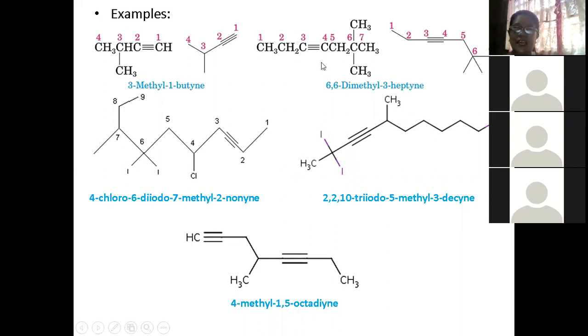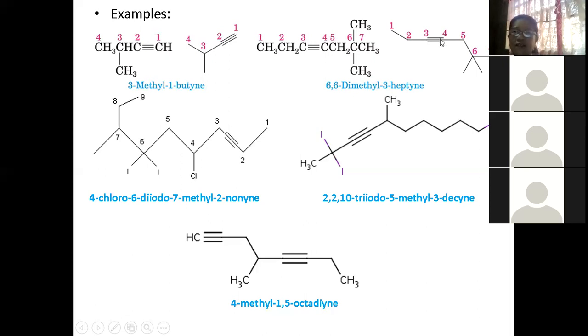Okay. This one. Where are we going to start counting our carbon 1? If we count like this, that is 1, 2, 3, 4. But if we count this way, it is nearer, that is 1, 2, 3. Therefore, let us have our carbon 1 here. That is carbon 1, 2, 3, 4, 5, 6, 7. So it is heptyne. In carbon 3 there is a triple bond, therefore that is 3-heptyne. Then there are 2 methyl substituents in carbon 6. That is 6,6-dimethyl 3-heptyne. That is it.